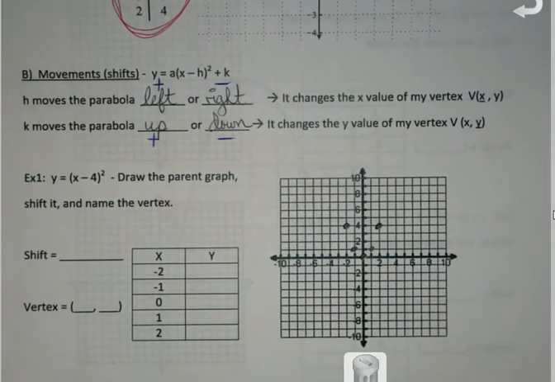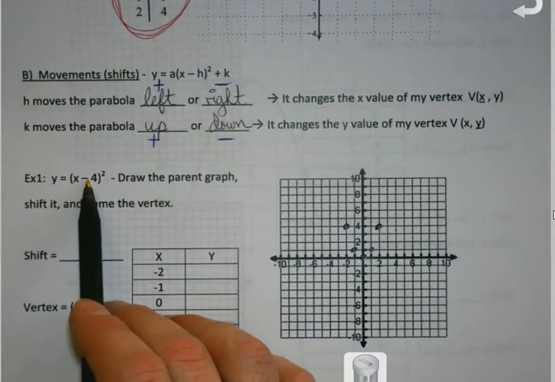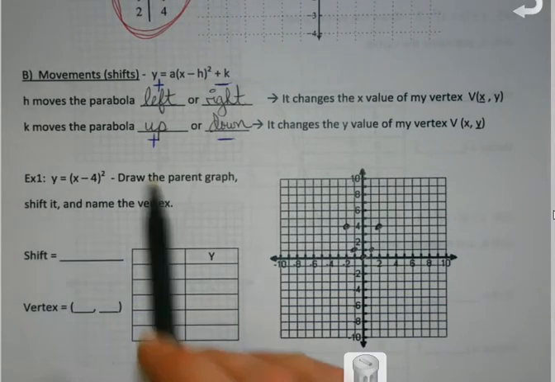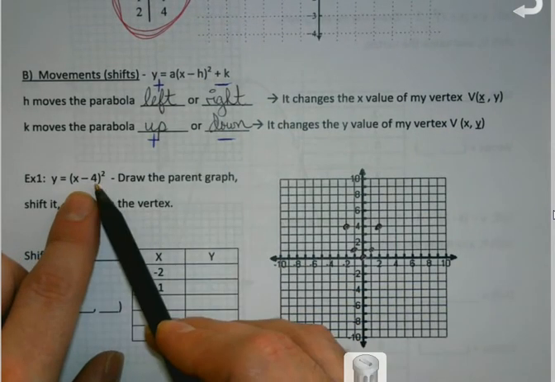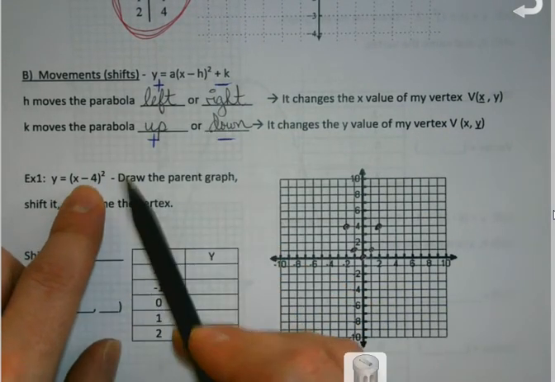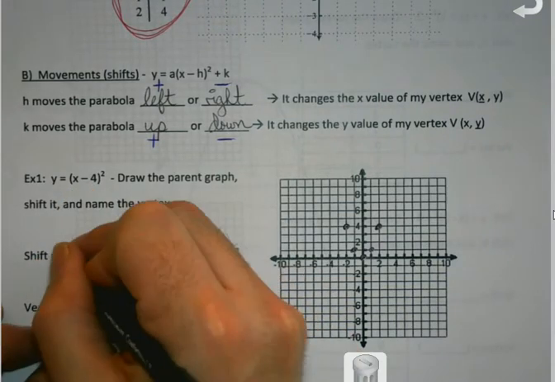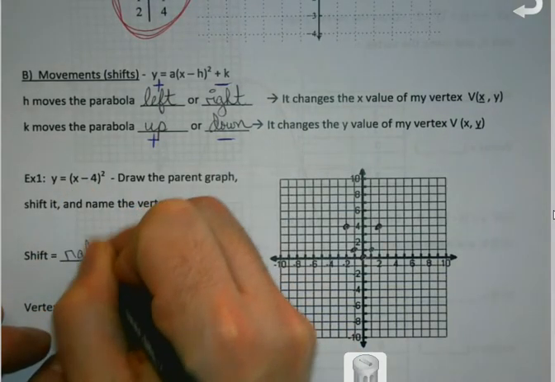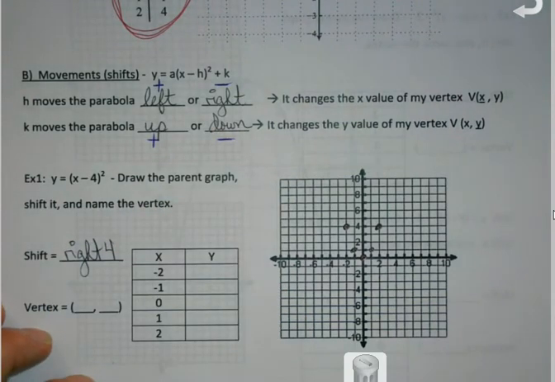Now I'm going to look at those dots and say, okay, I'm supposed to have a shift going on here. So this minus 4 that's in the parentheses, what direction am I going to be going? In the parentheses, it's h. So this minus 4, am I going to be going left or right? I'm going to be going right. So my shift is right 4.